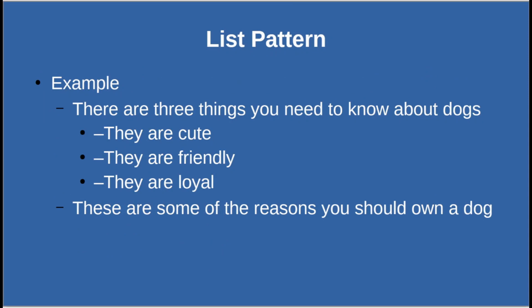Here we have our first example, and it starts right here in the text. Hope you can see that. Here we go. There are 3 things you need to know about dogs. The 3 things are listed right here. You can see the order doesn't matter. They're cute, they're friendly, they are loyal. I can put these details in any way I want. It doesn't matter which one comes first. I could put loyal first, I could put cute last, I could put friendly at the end. The last sentence is, these are some of the reasons you should own a dog. So you can see here that with list, the organization does not matter.